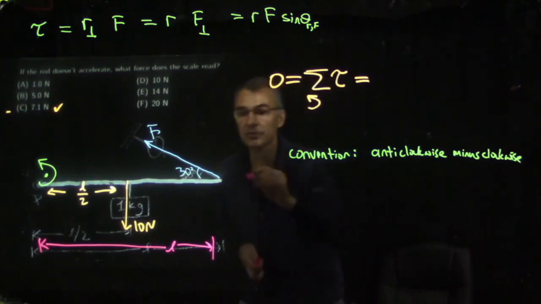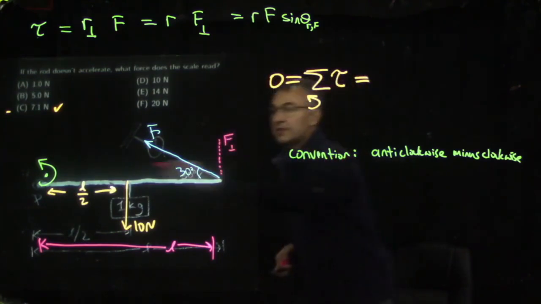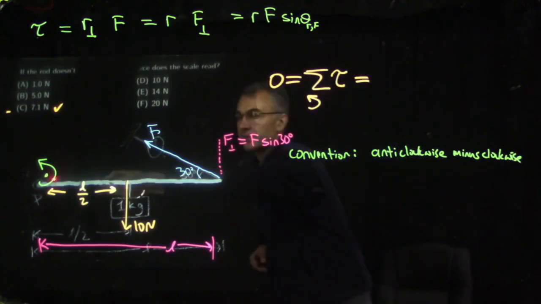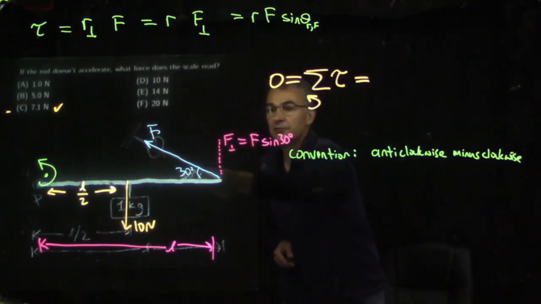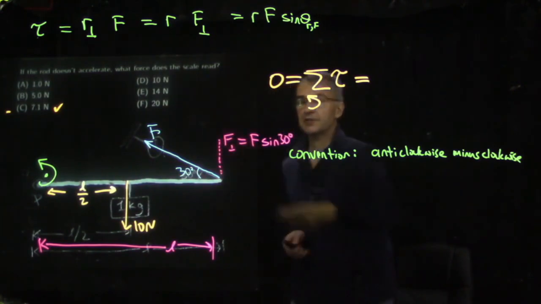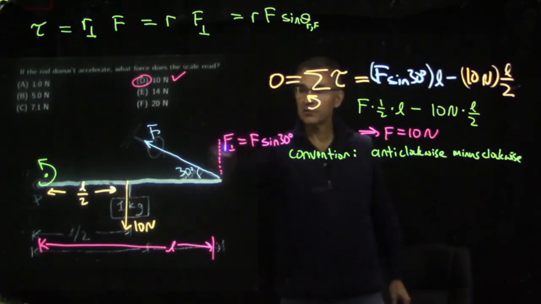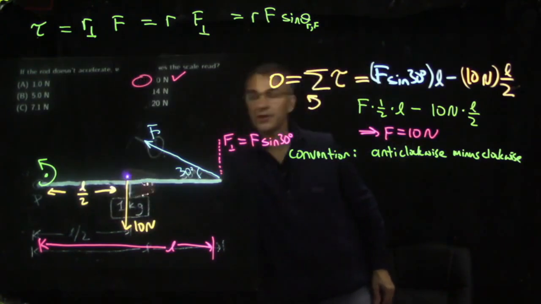So we want to pick out just the vertical part of this force. So this is F perp, the part of the force which is perpendicular to the displacement, and that would seem to be F sine 30 degrees. The displacement is horizontal, so we want just the vertical part of the force. This is F. The vertical part of F is F sine 30 degrees. So we'll do anti-clockwise minus clockwise. So this is F sine 30 degrees times L minus 10 newtons times L over 2.